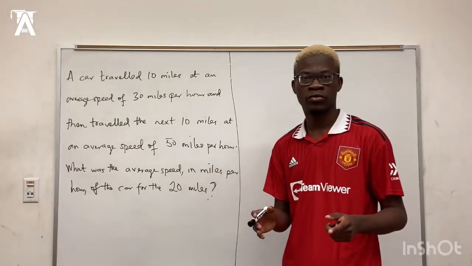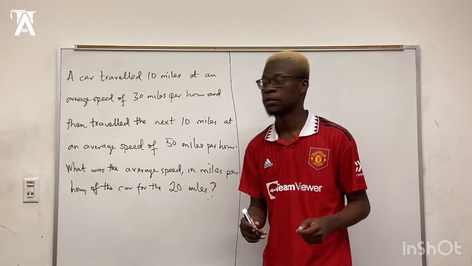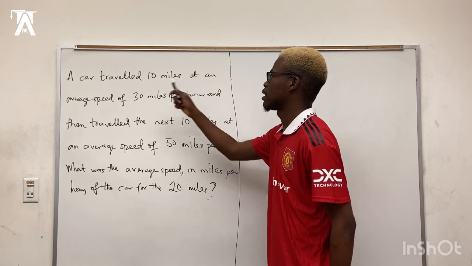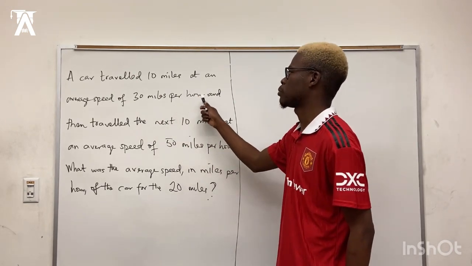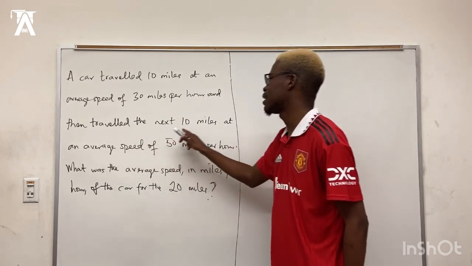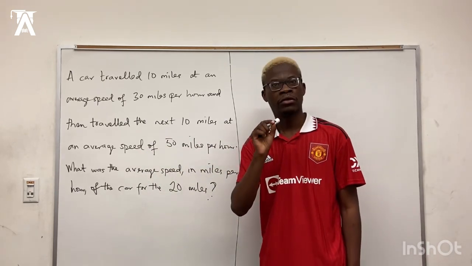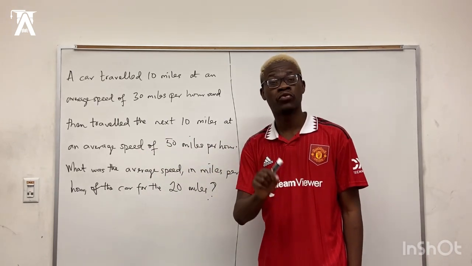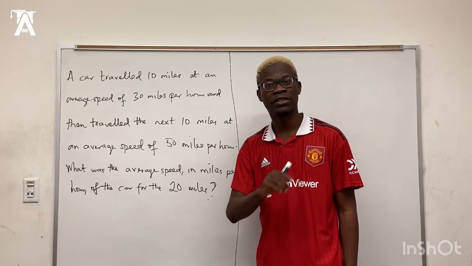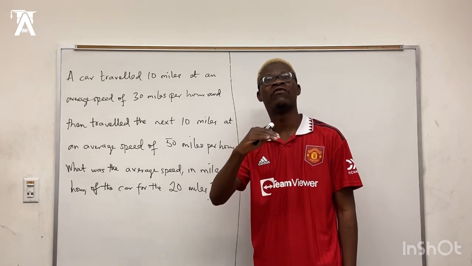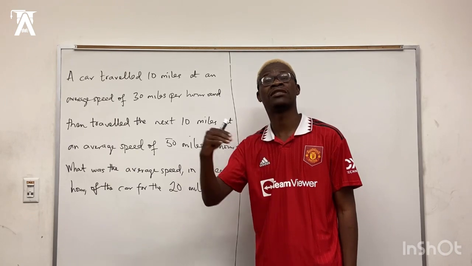So let's get into solving today's question. A car traveled 10 miles at an average speed of 30 miles per hour and then traveled the next 10 miles at an average speed of 50 miles per hour. In solving word problems, the best way to deal with it is to solve it sentence by sentence. Convert each sentence to a mathematical equation.